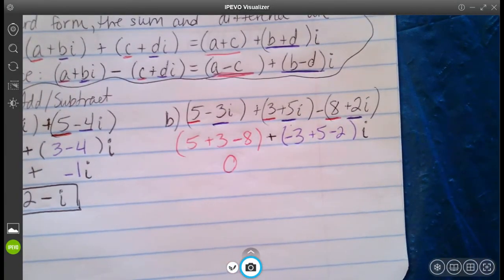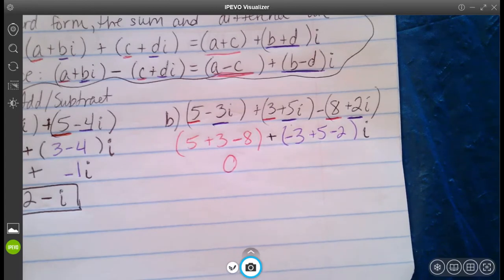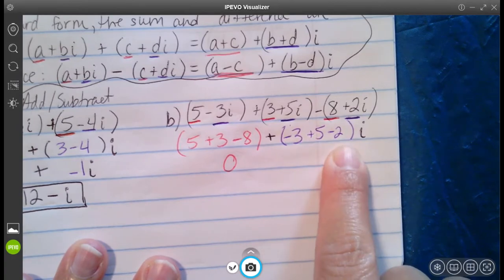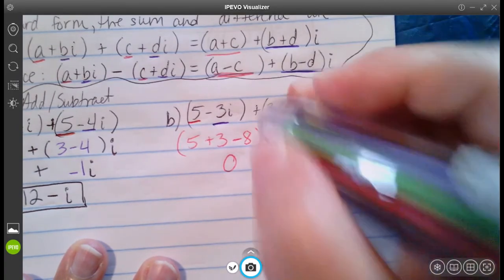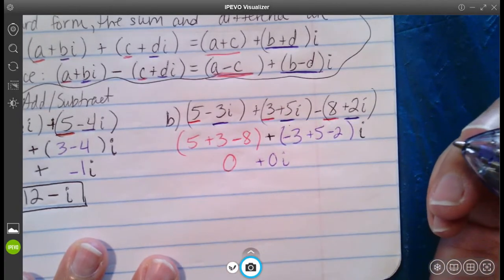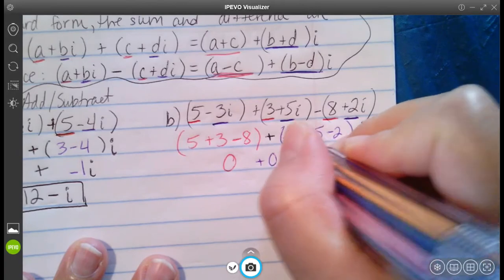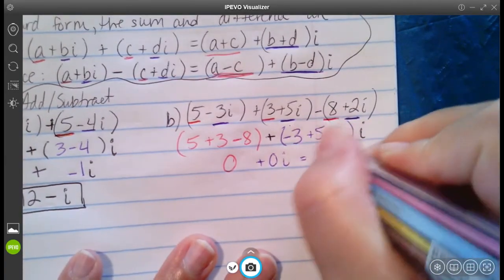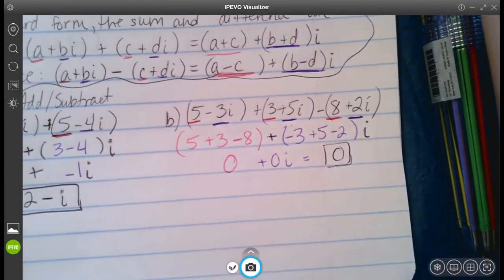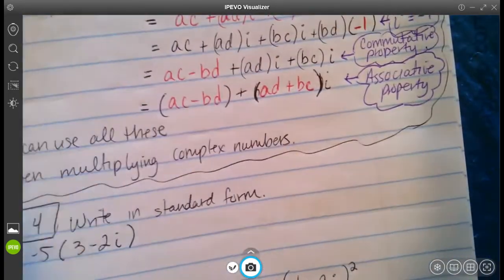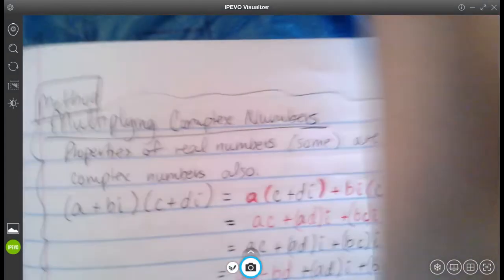That's interesting. And then we get negative 3 plus 5 is going to give me 2. 2 minus 2 is 0. Okay, plus 0i. So it looks like this one is just, there's nothing there. This is just going to be equal to 0. Okay, and that is it for these two examples. We're going to go ahead and move on to, I believe, multiplication. Yes, we have multiplication next.